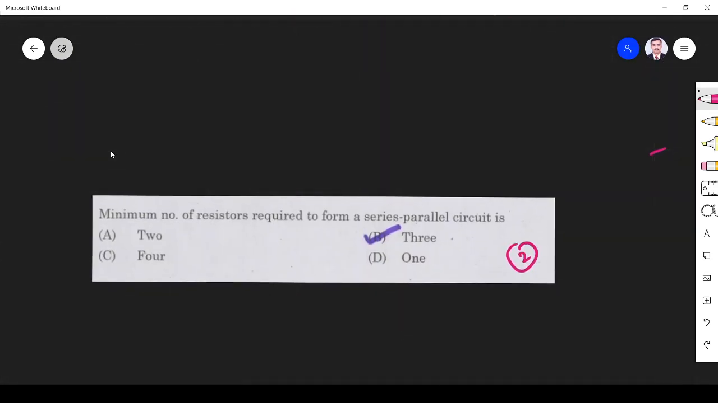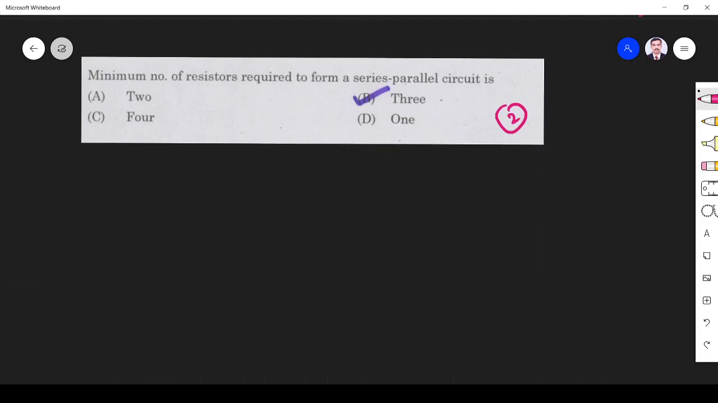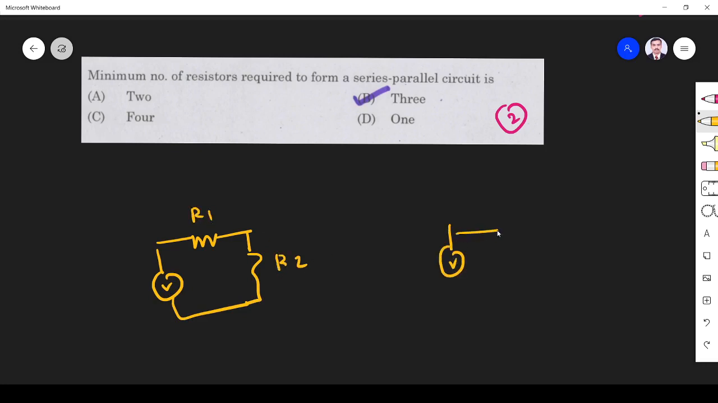Second question, the minimum number of resistors required to form a series parallel circuit. If you want to form a series circuit, we need a minimum of 2 resistors. I can say this is V, and this is resistance in series, R1, R2. If I want to form a parallel connection with V, it is also R1, R2. This is series. This is parallel.